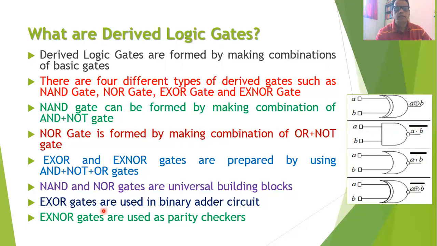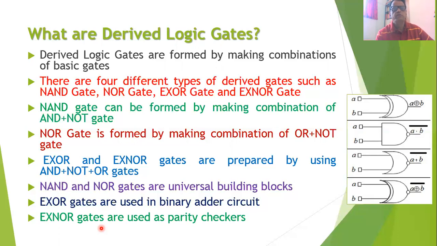Also, you will find that the exclusive OR gate can be used as a parity checker. That is, when some data is being given to you and when you want to identify whether the number of ones are even or odd, then that circuit is being called as a parity checker. And such circuit can be built by using the exclusive NOR gate.